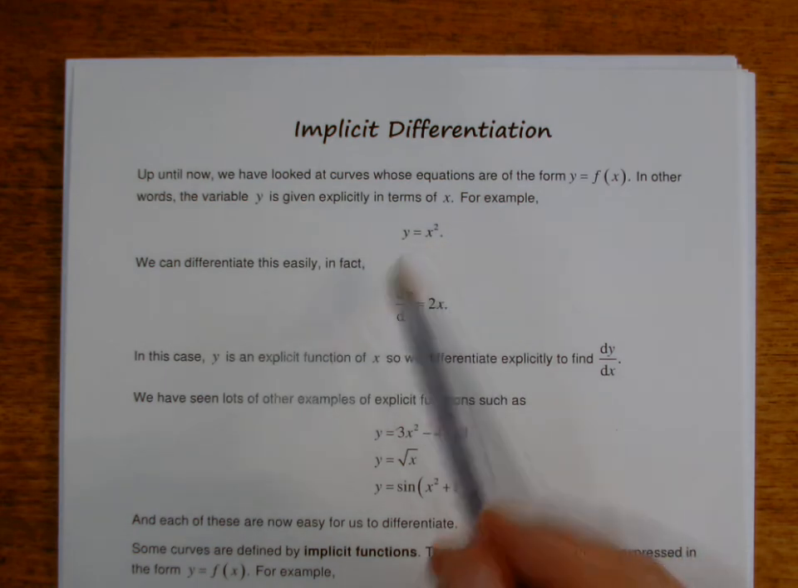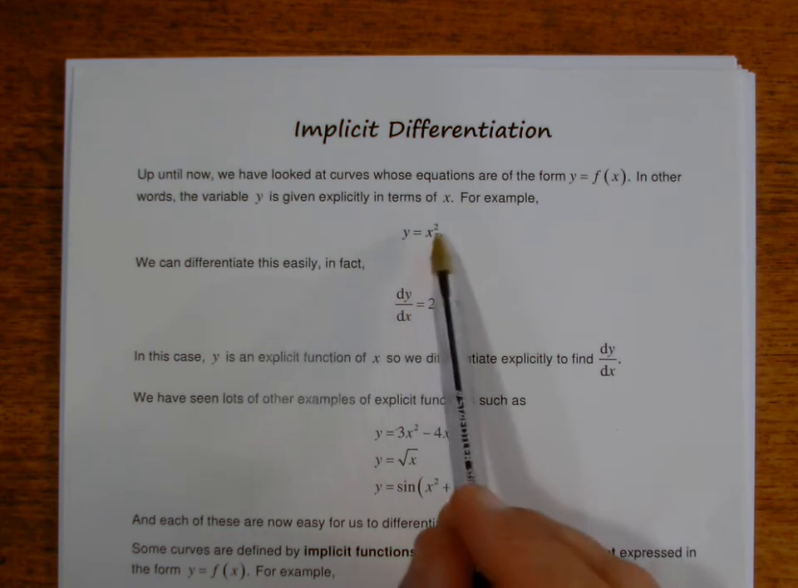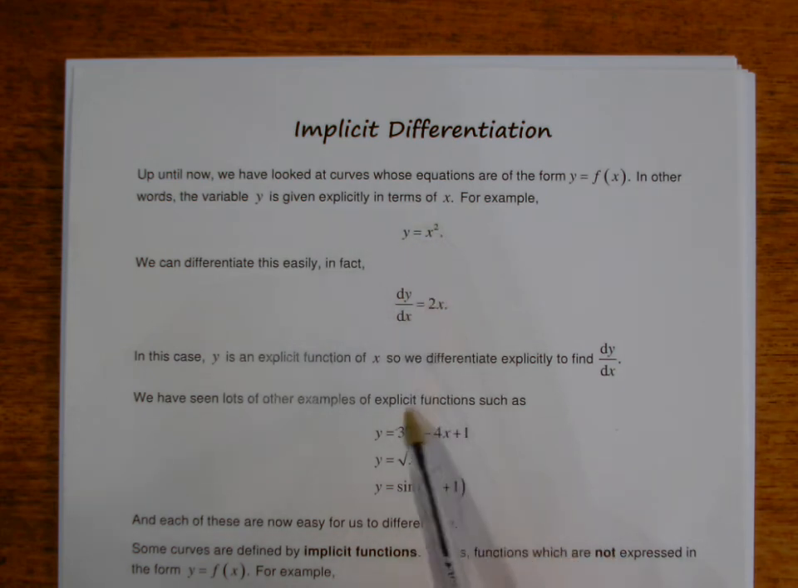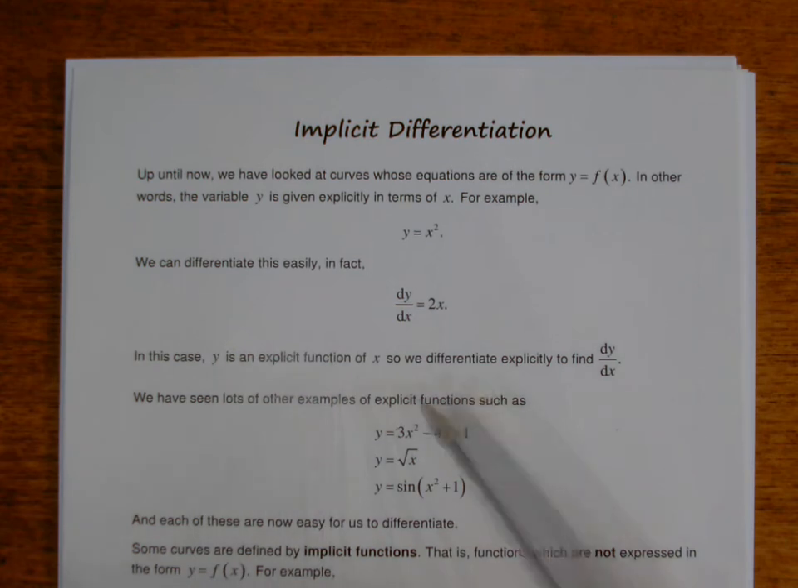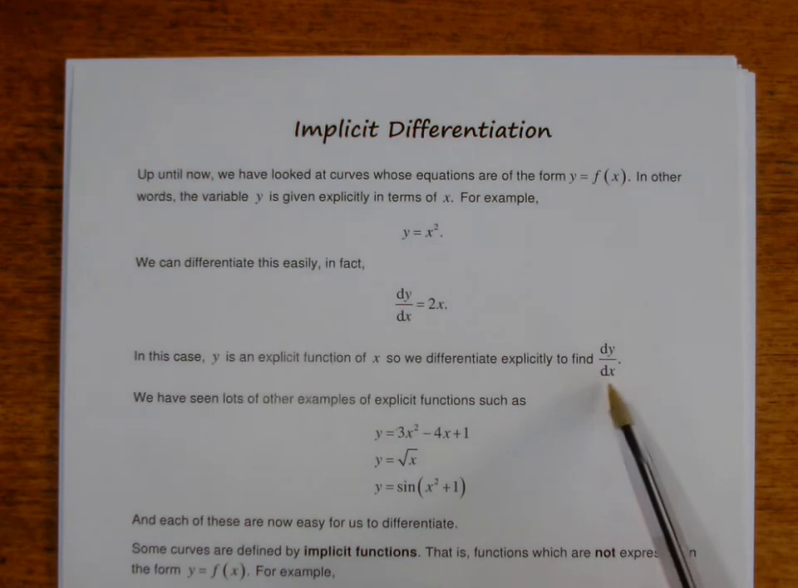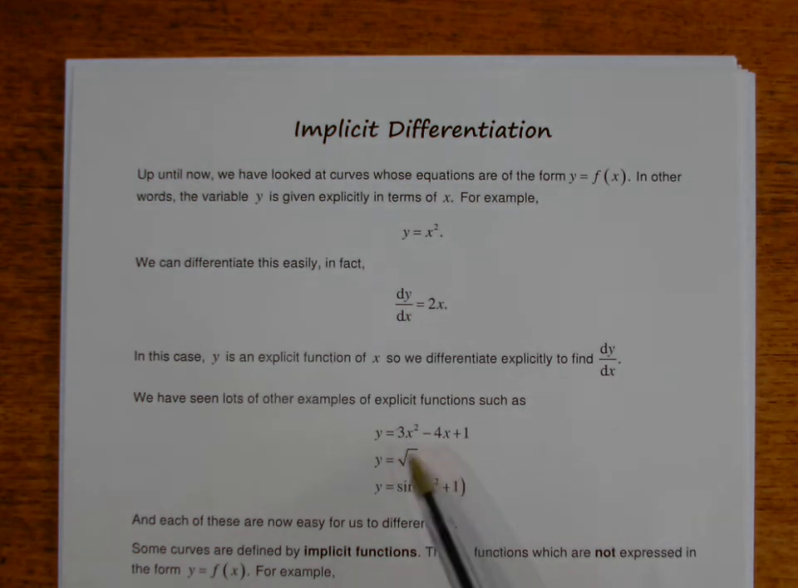And when you've got that, it's really easy to differentiate, okay? Because for dy dx, you just bring the power down, don't you? And you get 2x. So it's really easy to find dy dx. So when a function is expressed explicitly in terms of x, we say that we're differentiating explicitly to find dy dx. And it's really easy. These are the sort of functions we've done before, and you can easily find dy dx here because y is in terms of x.